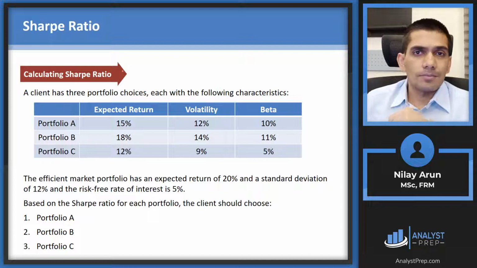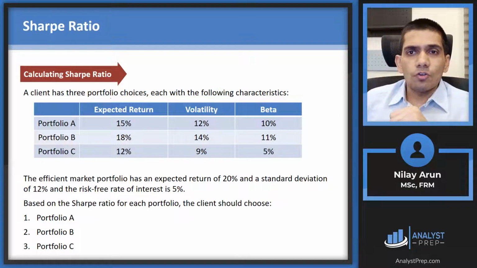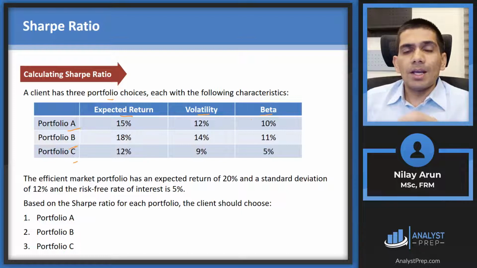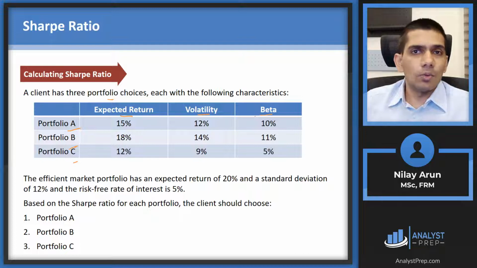So let's try doing this. This is an example. We have 3 different portfolio choices here, each with the following characteristics. We have been given portfolios A, B, and C. We've been given the expected return, volatility, and beta. Now, beta is something we're not really going to use to calculate the Sharpe ratio. It becomes relevant when we do the next measure, which is the Treynor ratio. Right now, beta is not really required. What we need to work with is the expected return and volatility. Volatility is essentially your standard deviation.